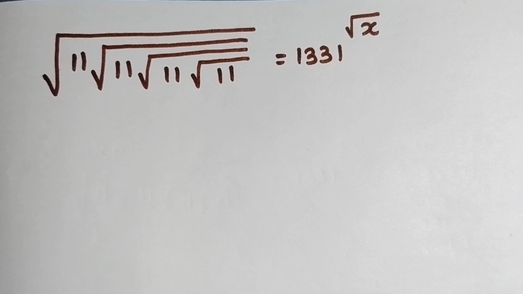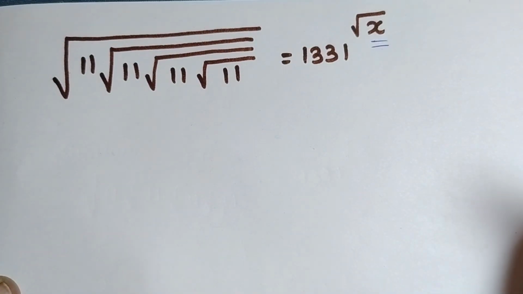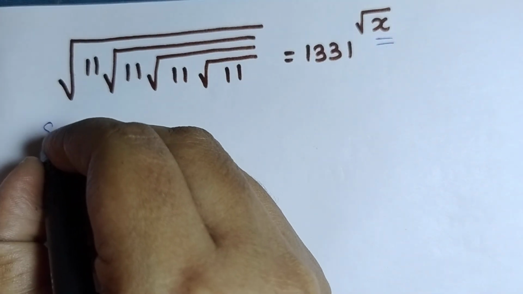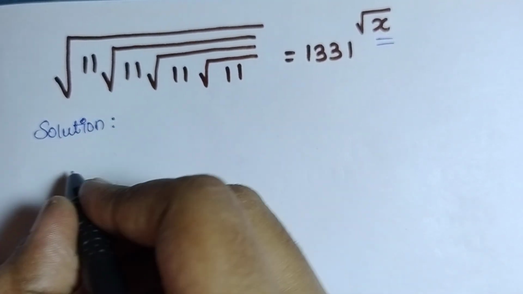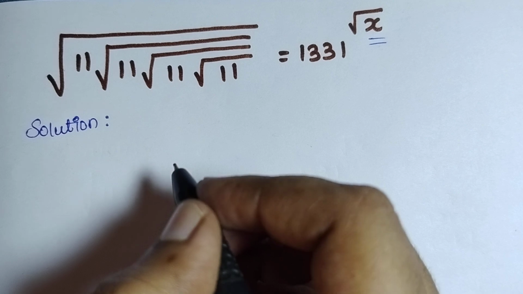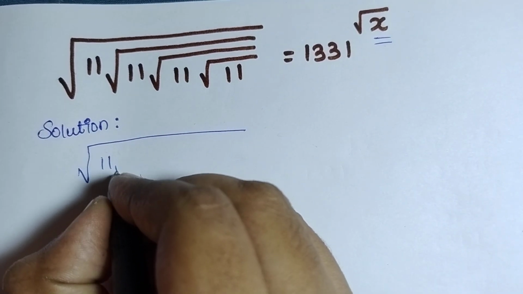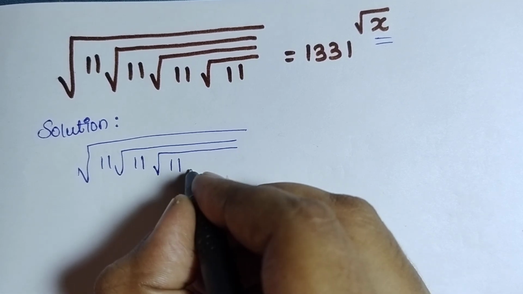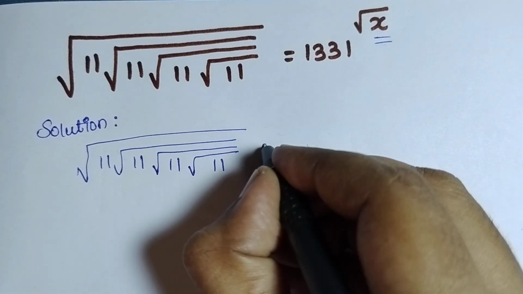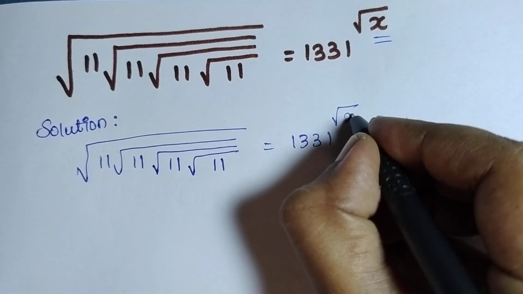In today's class we are going to solve this problem, and they ask us to find the value of x. Okay, so let's move on to the solution. First I need to write the question here. The question is root 11 inside root 11 inside root 11 inside root 11, which is equal to 1331 to the power of root x.